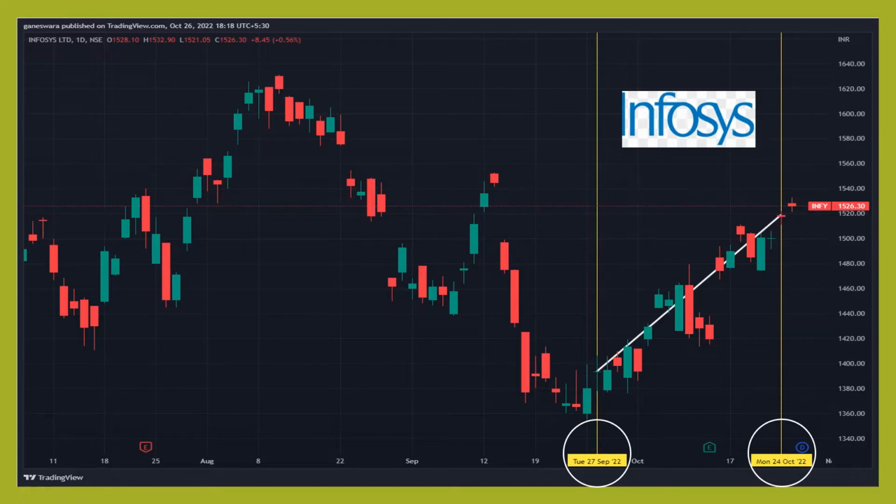When I entered this trade, it was trading around 1400, just below that. When I exited this trade, it was around 1500. So it rallied about 100 points, from 1400 to 1520, which is a very good rally. I mean, this is a moderate rally.